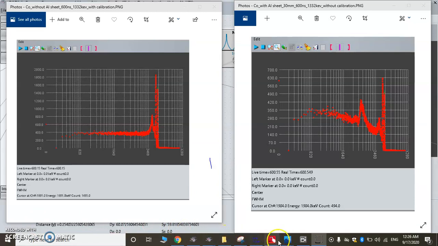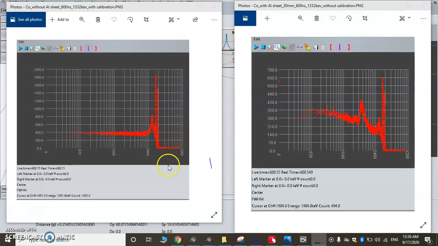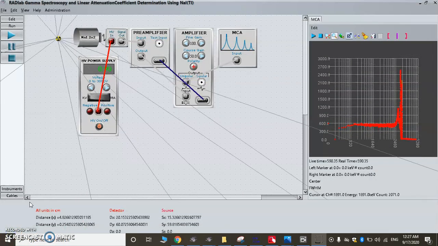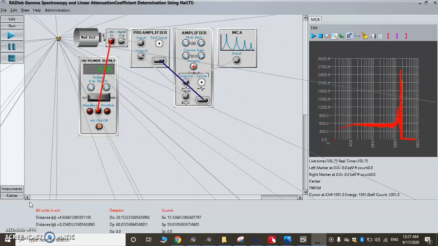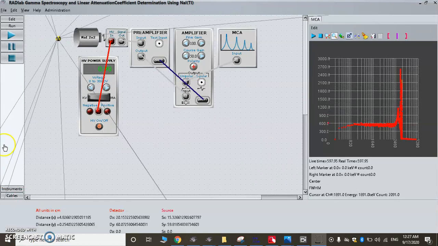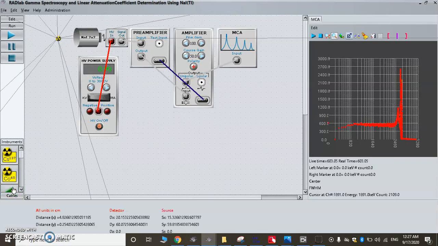So let's check whether it is correct or not. Again going to the WinXCOM software. Here is our energy range 1332 and the answer is 5.32. So that is also nearly the same. So using this RedLab software we can perform any radiation physics experiment, and we can change the setup as per our desire with this instrument.